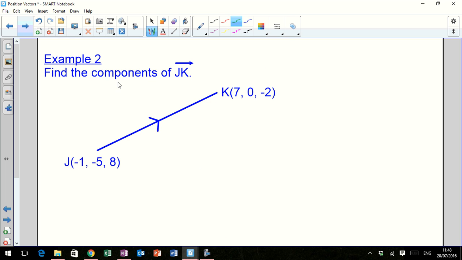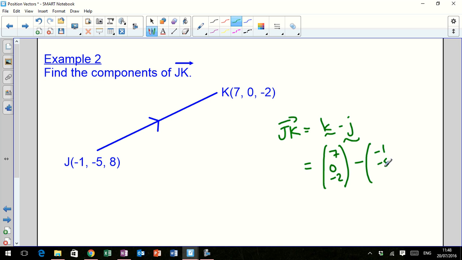Example 2, let's look at some 3D. Find the components of JK. So if I'm looking to find JK, I know, and this will very quickly become second nature, that it's K subtract J. K is just going to be (7, 0, -2) from those coordinates. Your position vector is going to be exactly the same because it leads from the origin. And J is (-1, -5, 8). So 7 subtract negative 1 is 8, 0 subtract negative 5 is 5, and negative 2 subtract 8 is negative 10. So JK, that vector there, is (8, 5, -10).